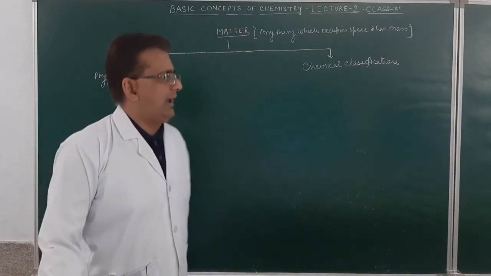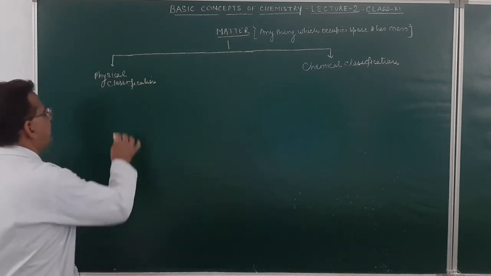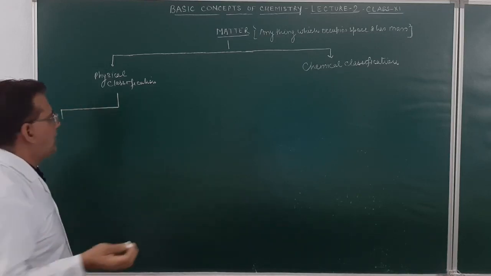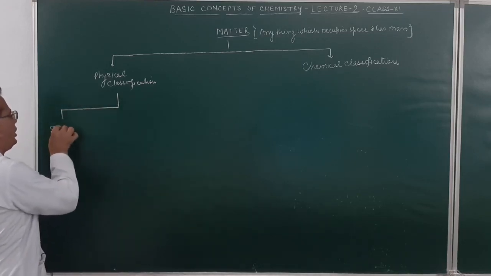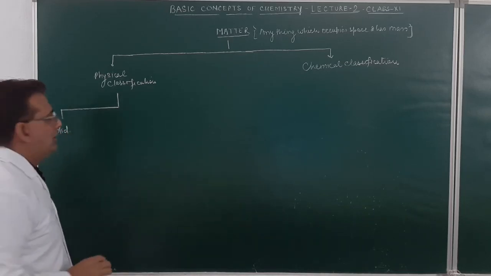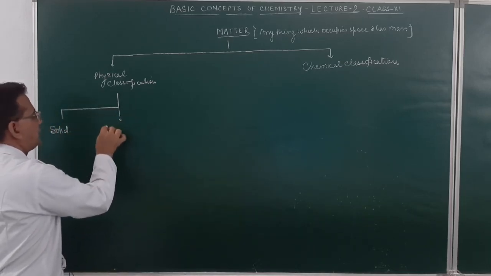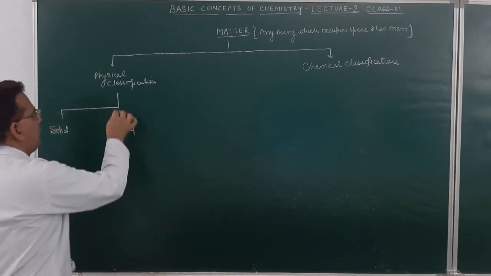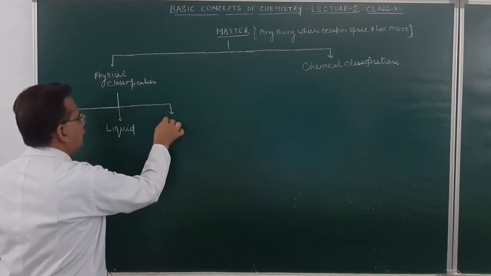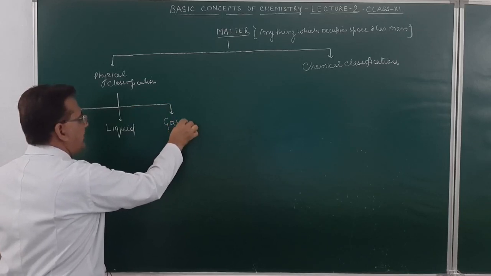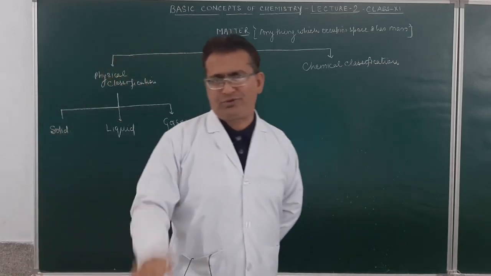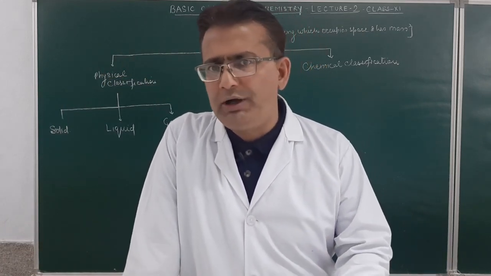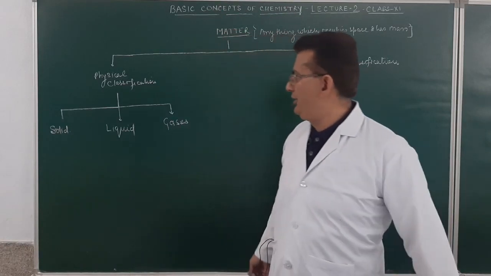Now students, as far as the physical classification of matter is concerned, the physical form of matter can be classified into solid, liquid, or gases. I think I am very clear. What are the three physical classifications of matter? Solid, liquid and gases.